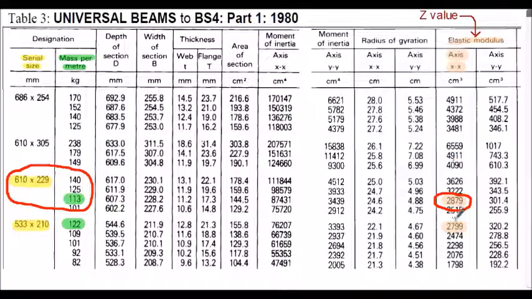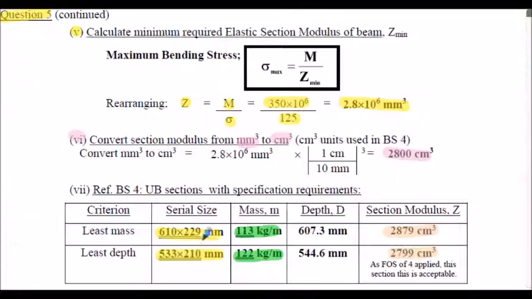And scanning further down this column, I find this section here actually has 2,799 centimeters cubed. We're looking for 2,800, but that would be reasonable in this case with the high factor of safety. So my least depth section is a 533 by 210 by 122 kilograms per meter. And there's a summary of my sections for least mass and least depth.